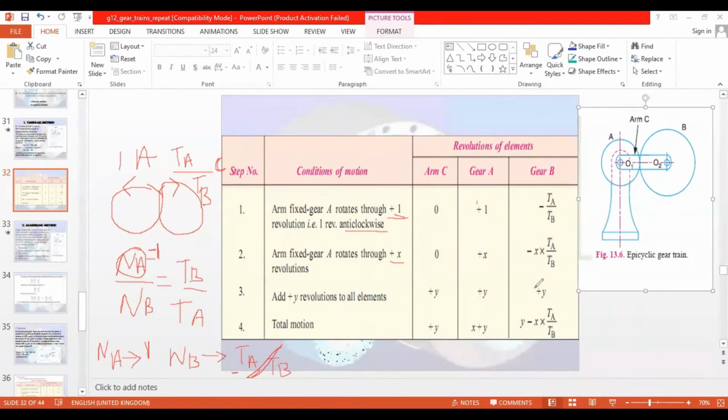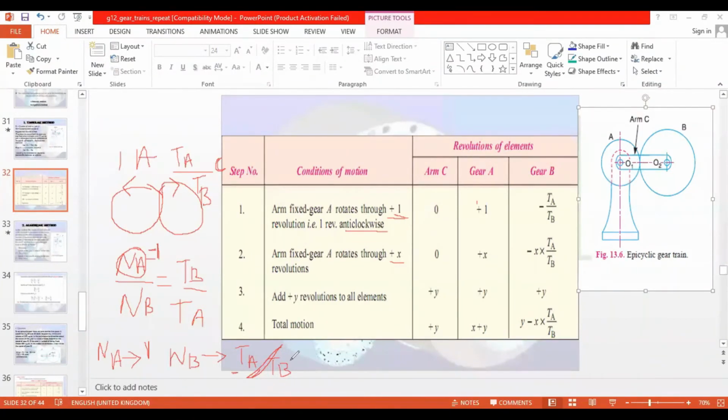So this is without the arm moving. When you add this one, now the arm is also moving, B is also moving, so we will add these two: plus Y minus X into TA by TB. So the total motion of B is given by Y, that is the movement of the arm, minus X into TA by TB. This X is the rotation of A, and TA by TB is the speed ratio. This is what is called the tabular method.